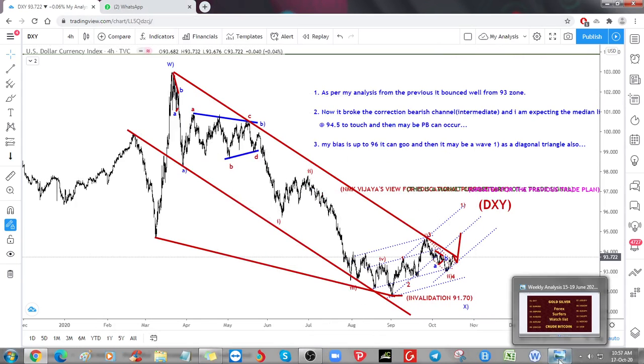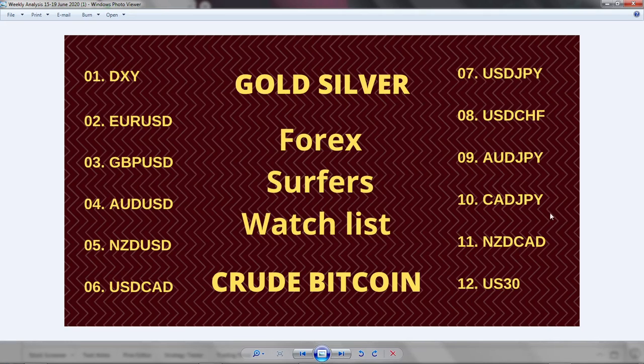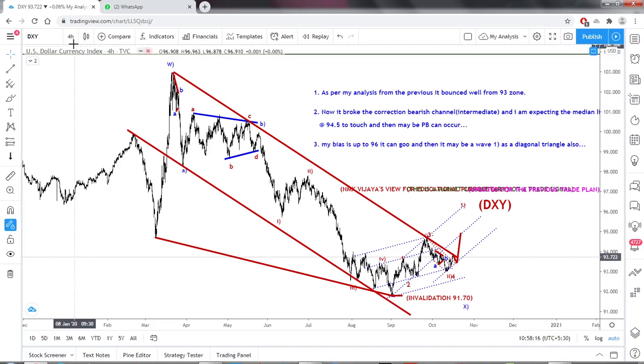So this is our watch list, what we do regularly every week. It starts from DXY and is followed by the others. And one more trade setup is looking promising at Euro New Zealand. I will explain once we have completed our watch list. So let's move on to DXY now.